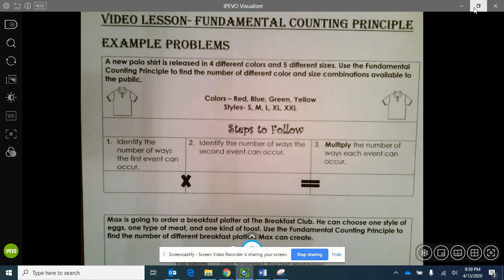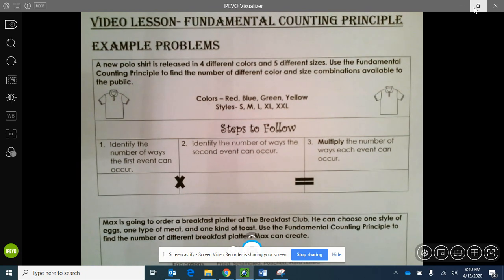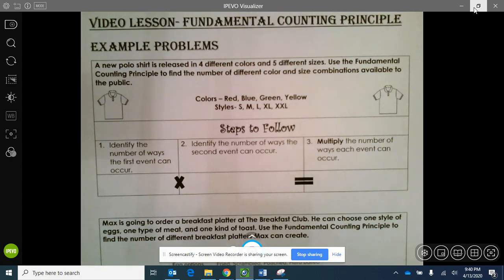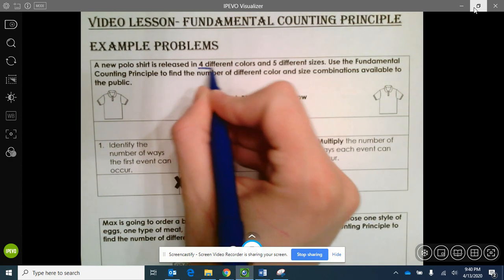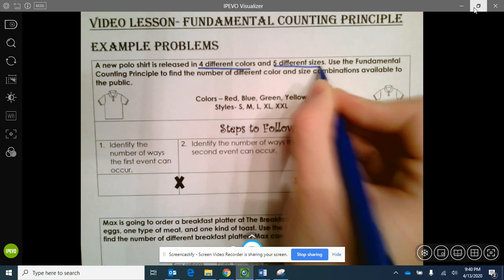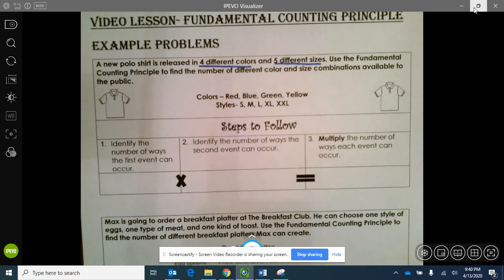Now, what's nice about the fundamental counting principle is it gives you the number of total outcomes very quickly. However, it's not as easy to see what all those outcomes are. Okay, so let's take a look at a couple example problems. A new polo shirt is being released in 4 different colors and 5 different sizes. Use the fundamental counting principle to find the number of different color and size combinations available.